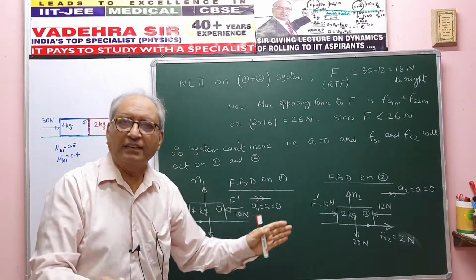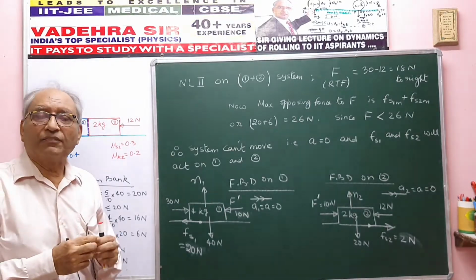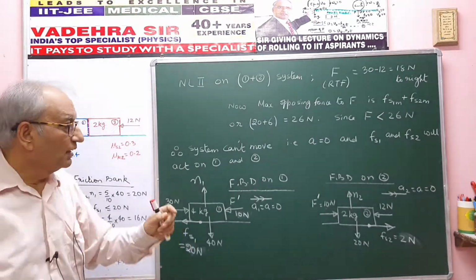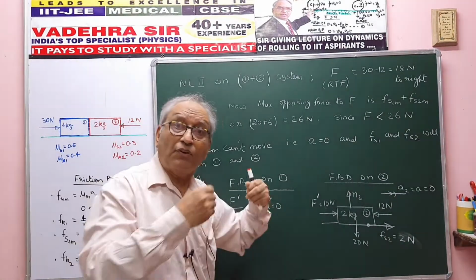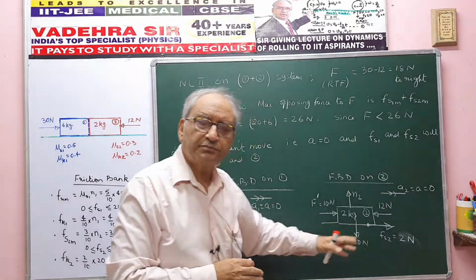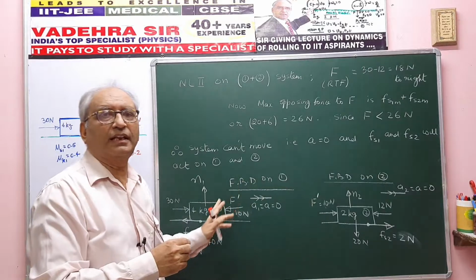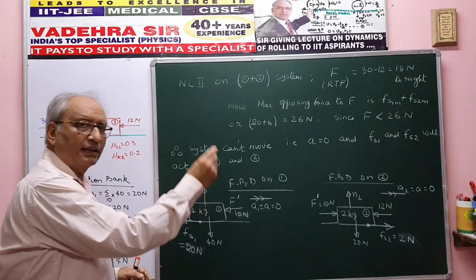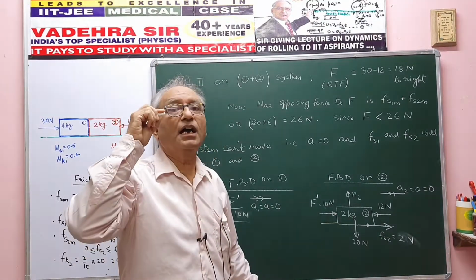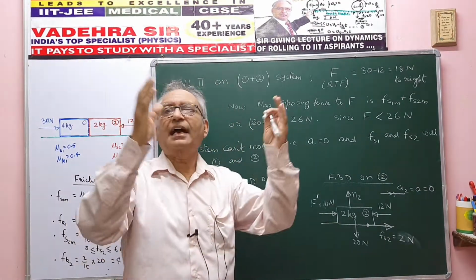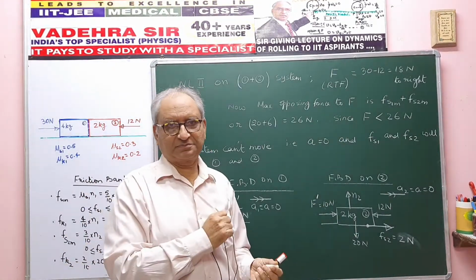So I get the final answer to this particular problem. Acceleration is 0. The friction on both blocks is static. It is 20 Newton to the left on block 1, 2 Newton to the right on block 2, and of course the contact force between the blocks, that is F dash, is 10 Newton. On block 1 it is to the left, and on block 2 it is to the right. Action reaction pair.